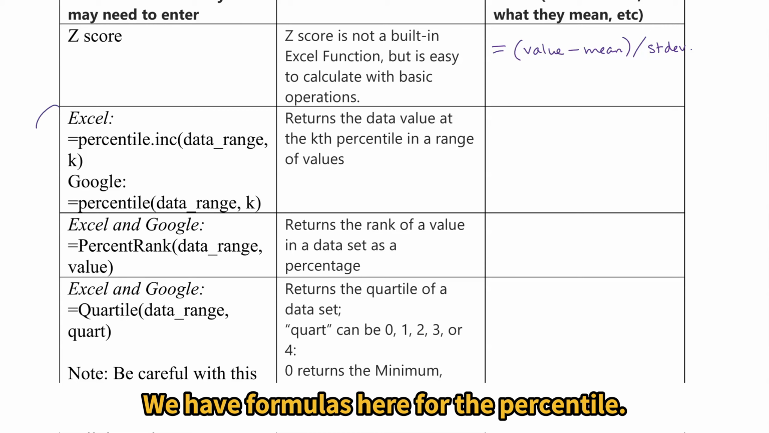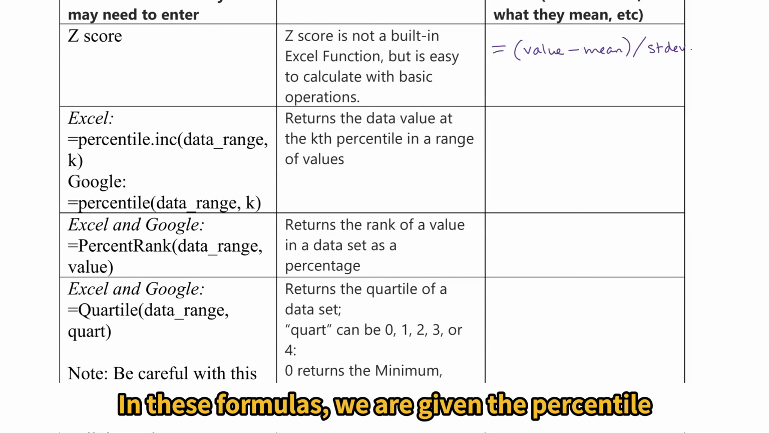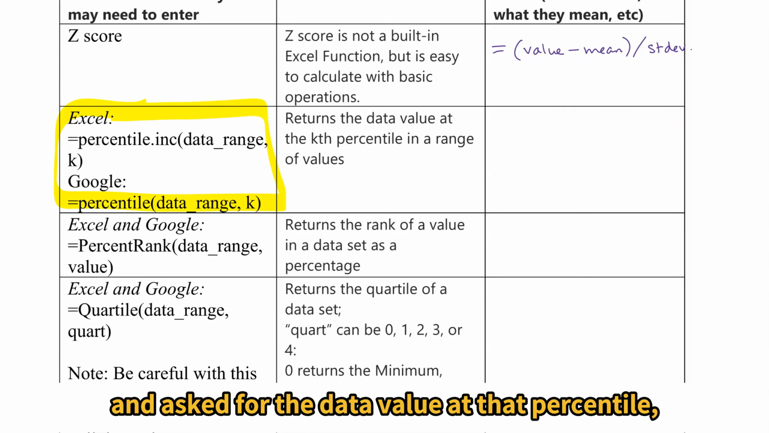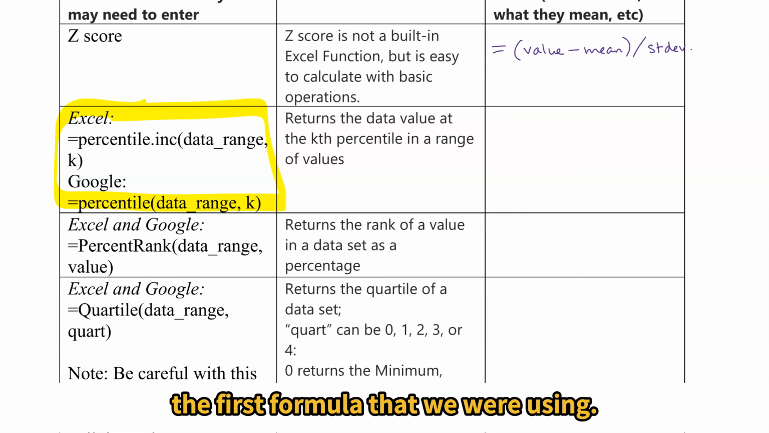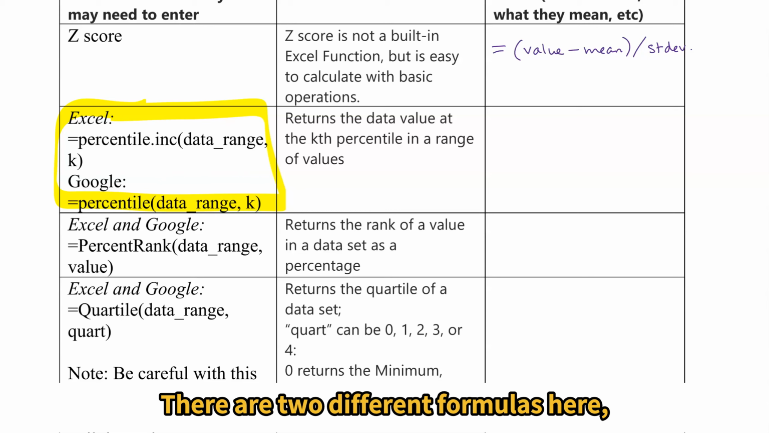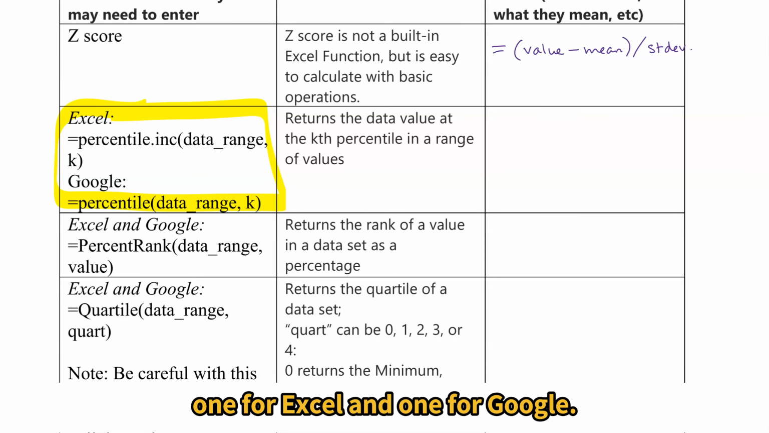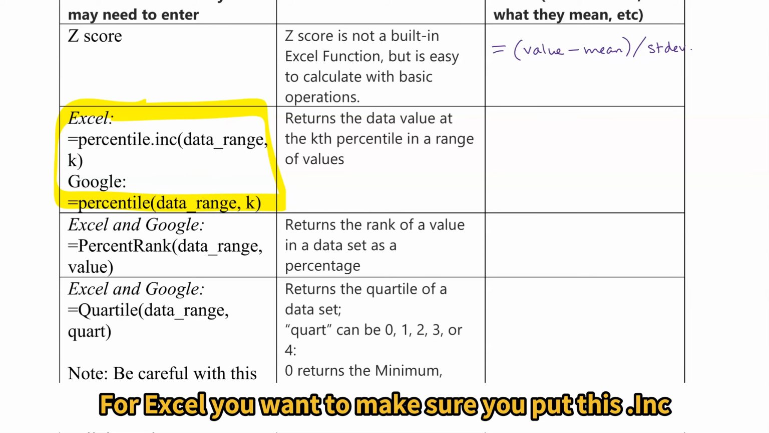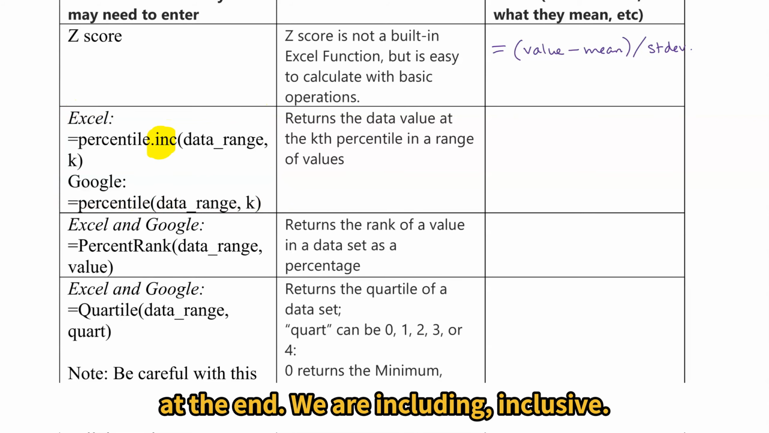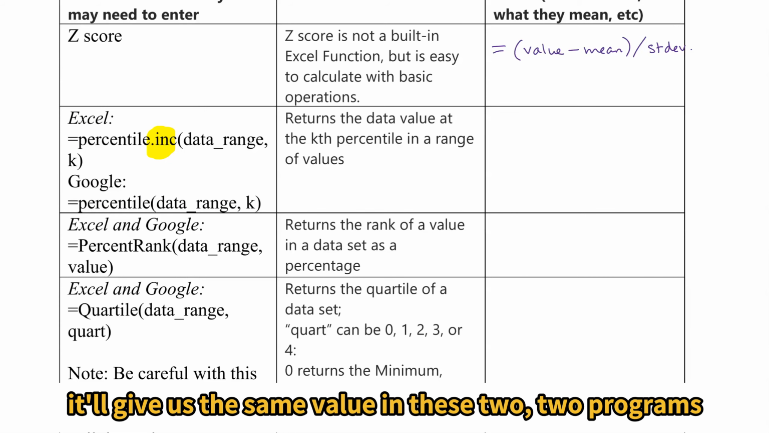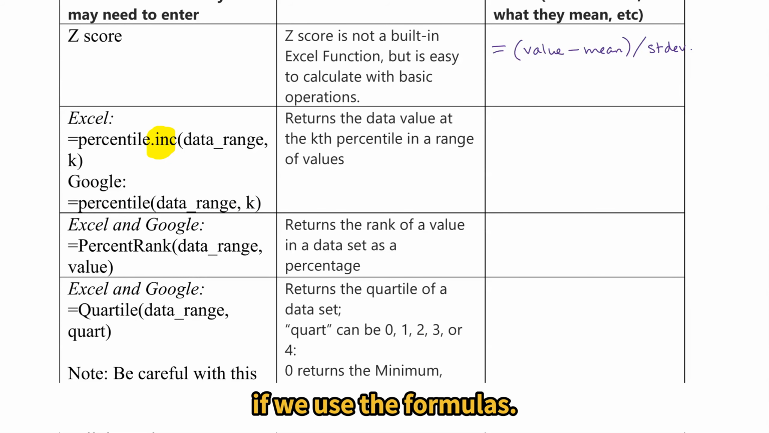We have formulas here for the percentile. In these formulas, we are given the percentile and asked for the data value at that percentile, the first formula that we were using. There are two different formulas here, one for Excel and one for Google. For Excel, you want to make sure you put this .inc at the end. We are using inclusive. It'll give us the same value in these two programs if we use the formulas.